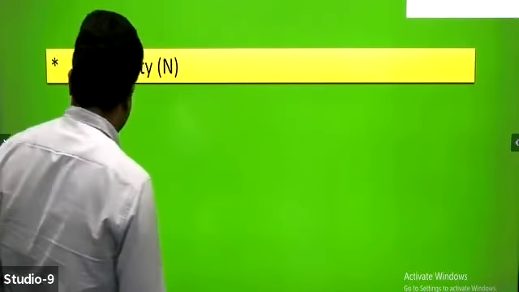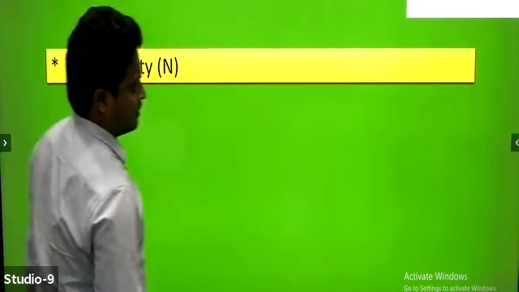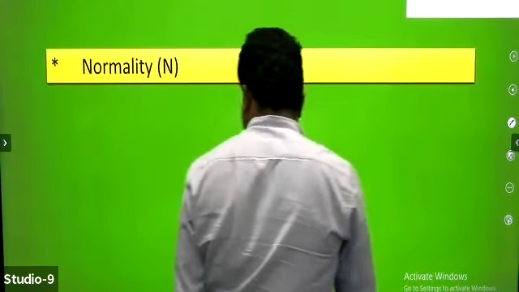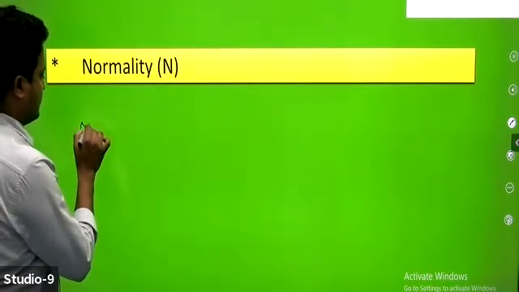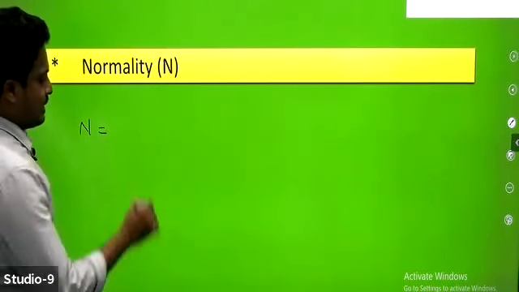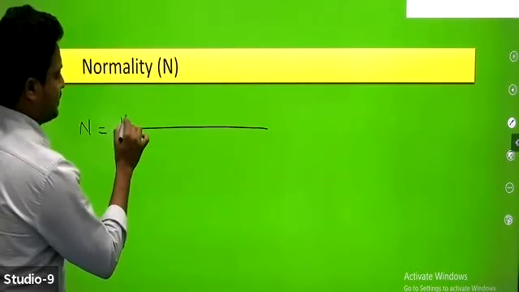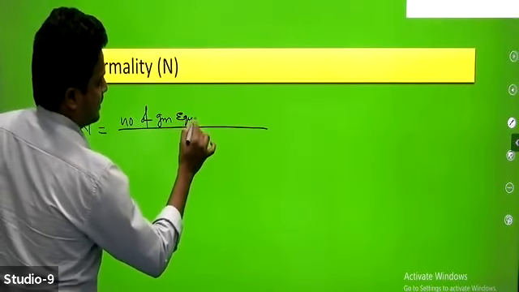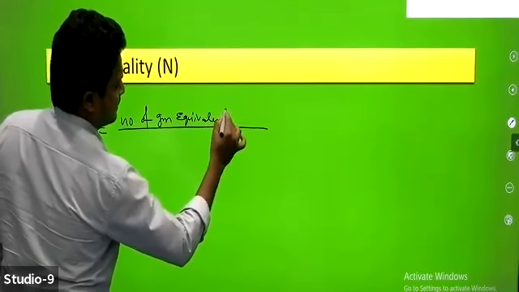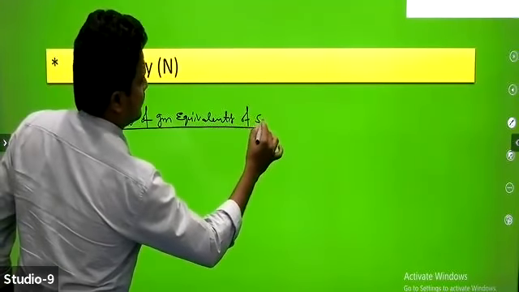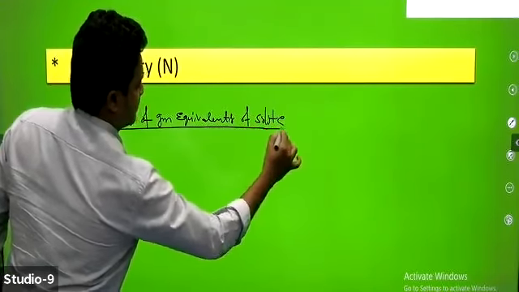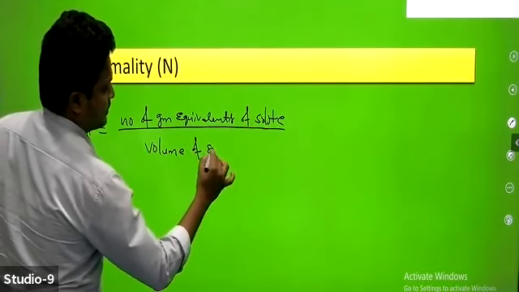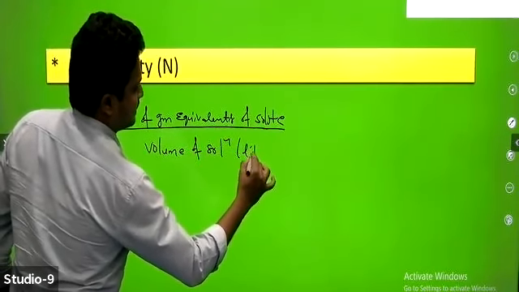So the simplest formula of normality. Normality is equal to the number of gram equivalents of solute by the volume of solution in liters.